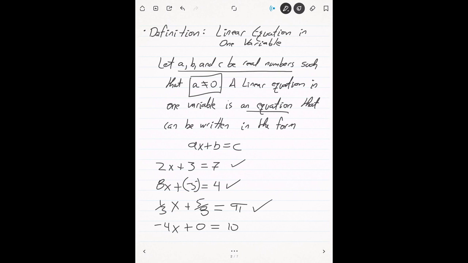The only condition was A couldn't be 0. I never said B couldn't be 0, so this is allowed. The only time that wouldn't be allowed in this case would be if I had 0x plus 7 equals 5. This wouldn't be allowed. And you might say, well, why is that? What I'd like you to do, pause the video for a minute, just take 60 seconds and think to yourself, why wouldn't this be allowed? Why can't I have 0x in here?